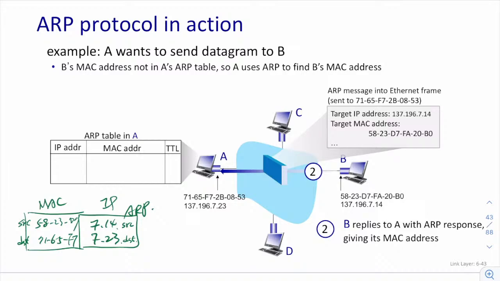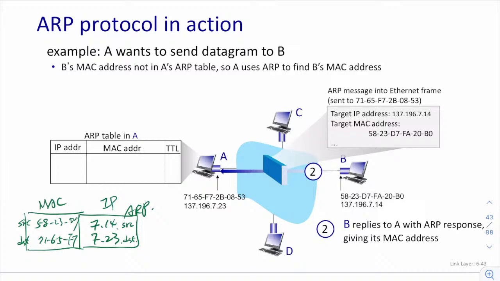But C and D, after they receive the signal, take a look at the destination MAC address. Okay, let's say the destination address is 7165. So C and D say, okay, that is not my address. So C and D will both drop this broadcast packet. And only A receives this signal and takes a look at the MAC address. Okay, the destination is 7165, it's me.